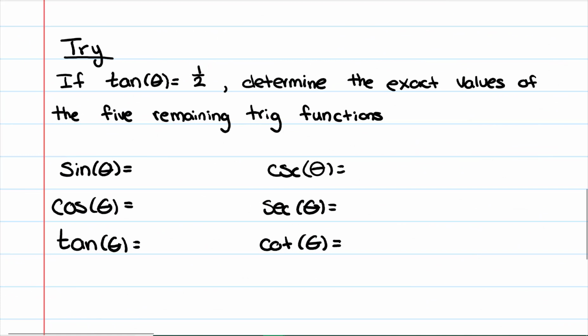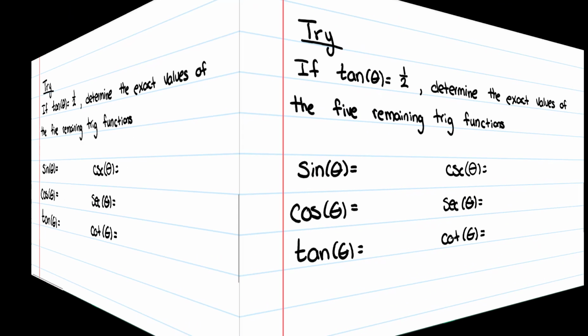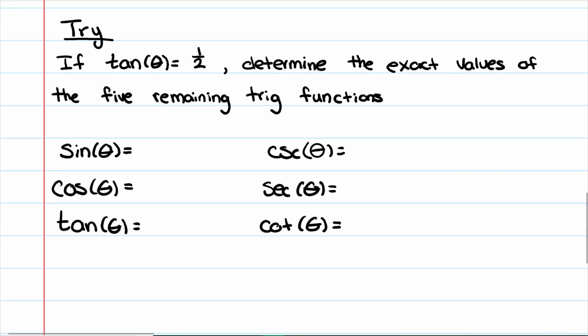So now on your own, I want you to try this problem. If tangent is equal to 1/2, determine the exact values of the 5 remaining trig functions. So use the same strategy we used in the previous problem of drawing a triangle. Alright, let's give it a shot. So we know that tangent is 1/2. So right away I'm going to put the 1/2 for tangent. And then the reciprocal of 1/2 is 2 over 1, which is just 2. So I've got 2 out of the 6 parts right.